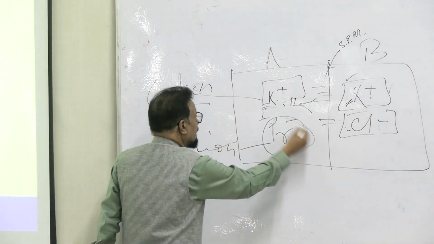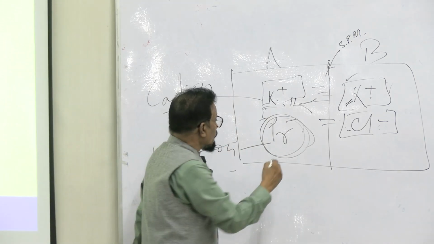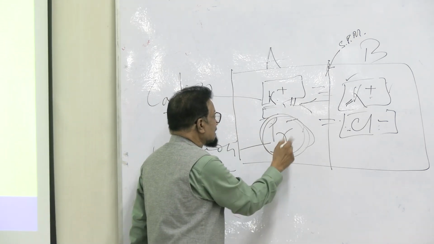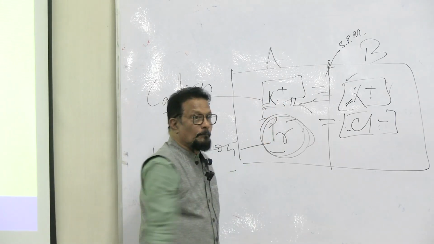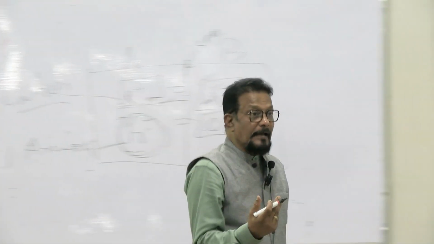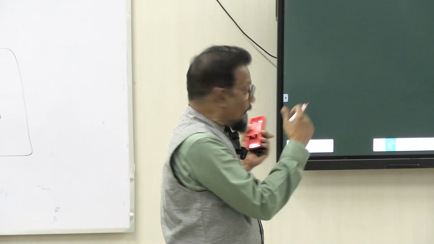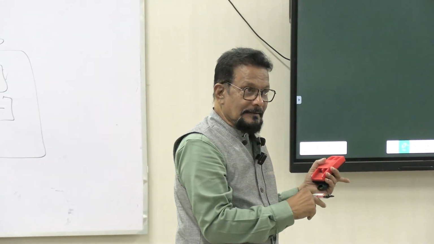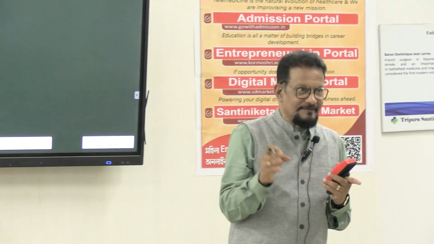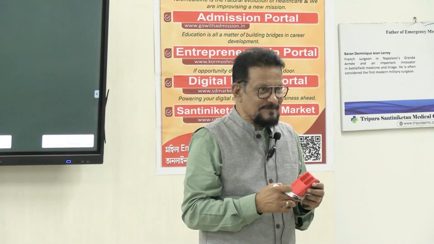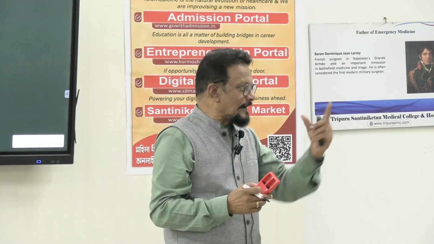So this is impermeable. Whenever we find an impermeable ion, on that side the level of potassium ion, meaning the cation, will also be higher compared to B. As a consequence, chloride will also be higher at this side. So what will be there? Unequal distribution of ions.